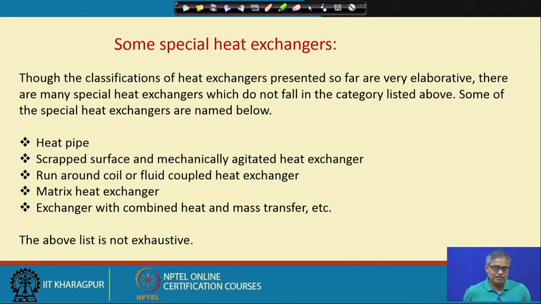Some of the special heat exchangers are heat pipe, scraped surface or mechanically agitated heat exchanger, which is used for increasing the rate of heat transfer for very viscous fluid. Run around coil or fluid coupled heat exchanger used for waste heat recovery, particularly in air conditioning application. Matrix heat exchanger used in cryogenic application. Then exchanger with combined heat and mass transfer, etc. Again, this list of special heat exchangers is not exhaustive. There could be some more special heat exchangers.